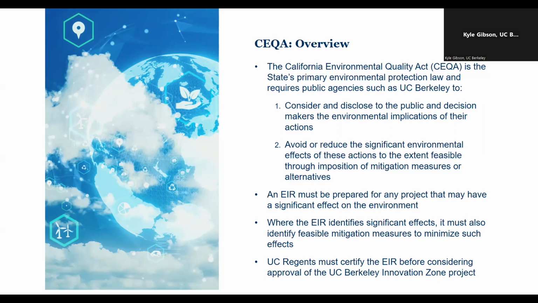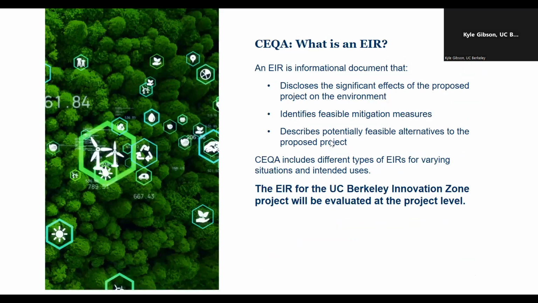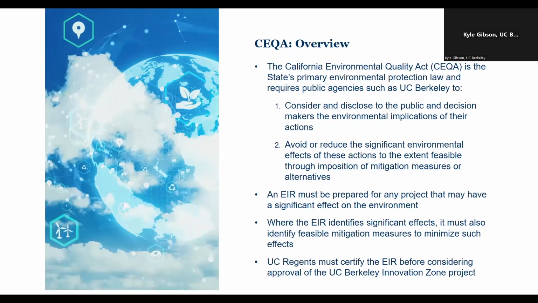UC Berkeley is the lead agency responsible for preparing the environmental review for the Berkeley Innovation Zone project. Under CEQA, the lead agency is a public agency that has the primary responsibility for carrying out or approving the project. The university is both the project proponent and the lead agency. The EIR must be certified before project approval. The UC Regents would consider certification of the EIR before considering approval of the Berkeley Innovation Zone project.